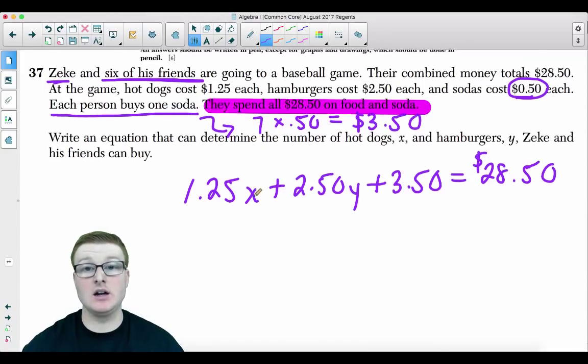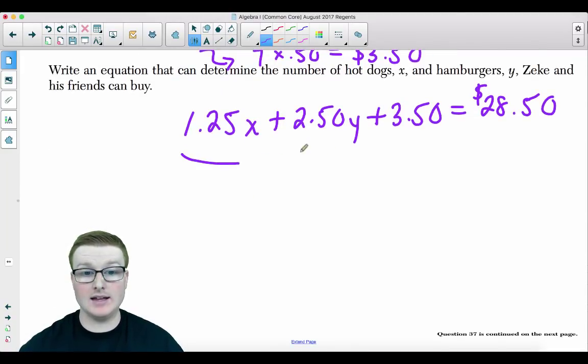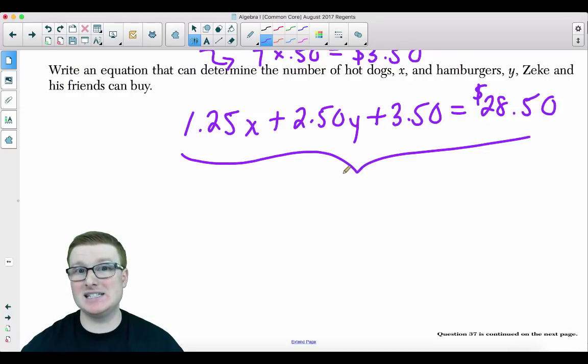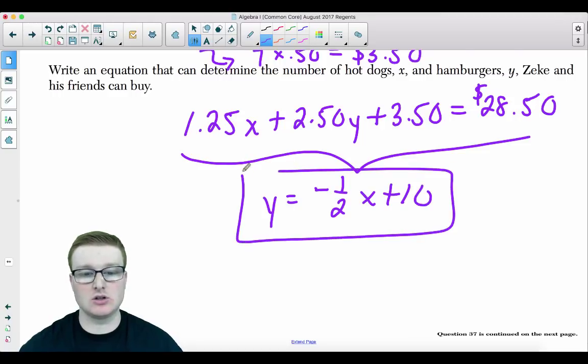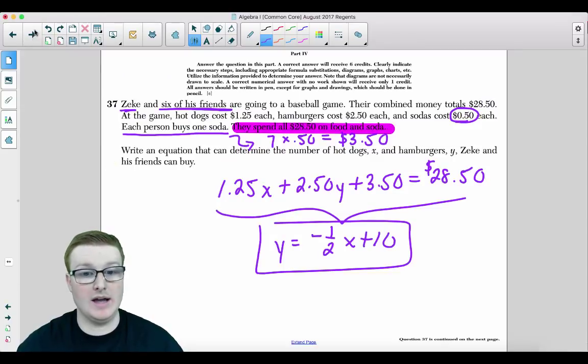That's it right there. You could write it as that, or I like to simplify it. In this simplified version, it's y equals negative 1/2 x plus 10. This is also correct, or the top way is also correct. You could just convert this into the y equals form of a line. And you'll see right now why I did that.